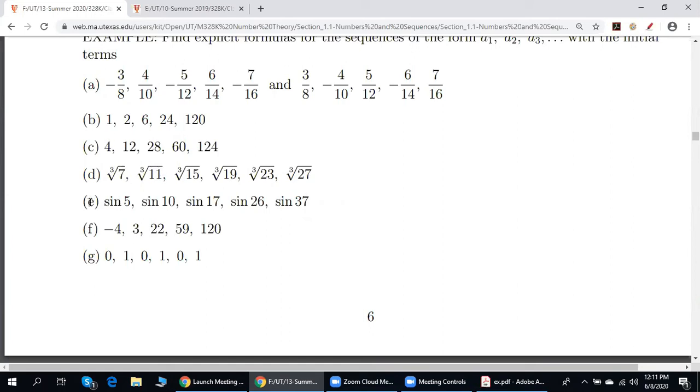If you compare E and C, this sequence is growing really fast. So you compare these numbers with powers of 2. These numbers are growing fast, but not this fast. So you compare these numbers with, say, to begin with, perfect squares, and you see, okay, it works.